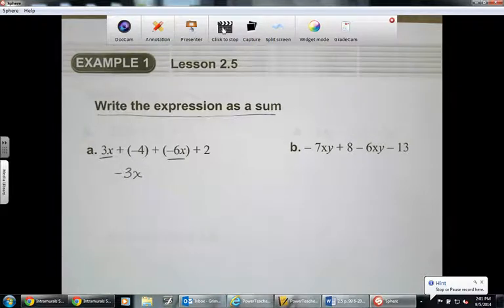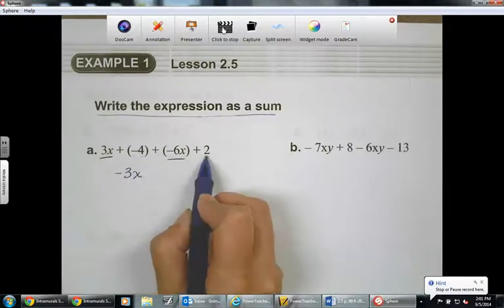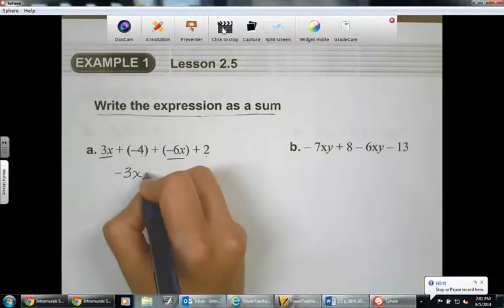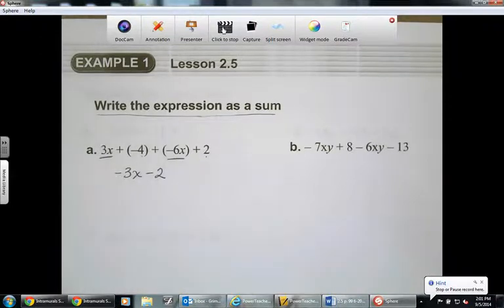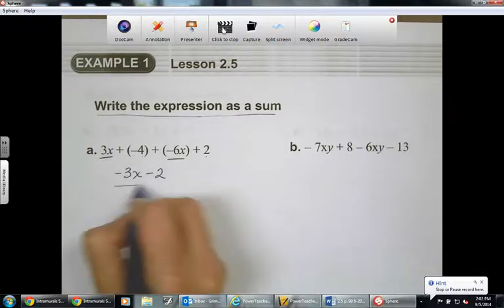And then I can also add up my numbers together. So if I have a negative 4 and a positive 2, I can add those two together and get negative 2. Or you can put plus negative 2. That's fine too. But this is all I can do. I cannot put anything else together, so I have to stop right there.